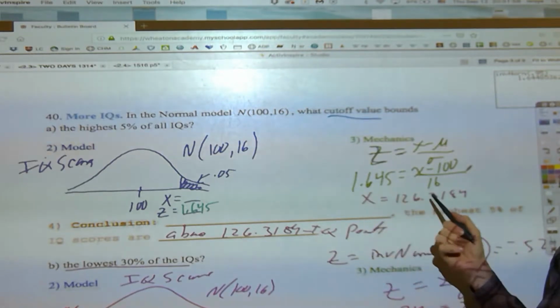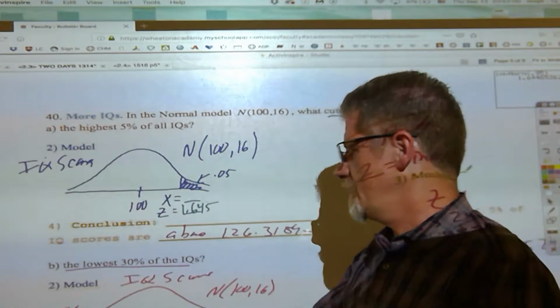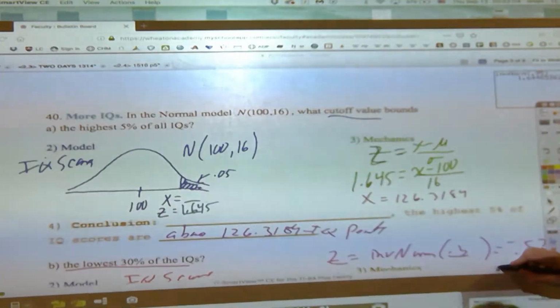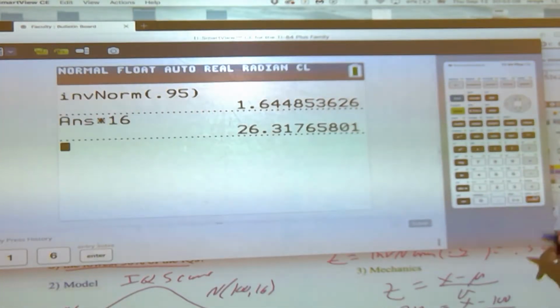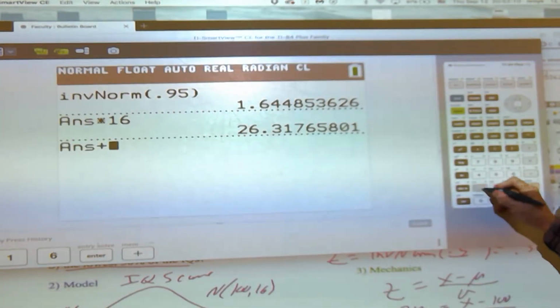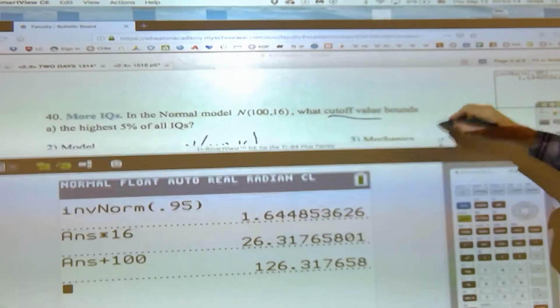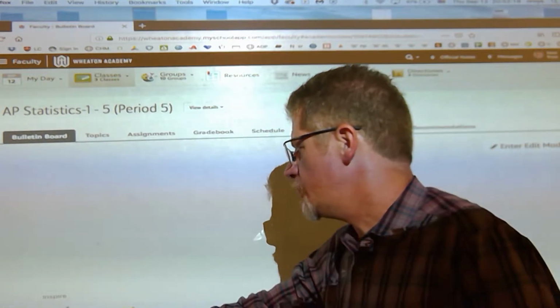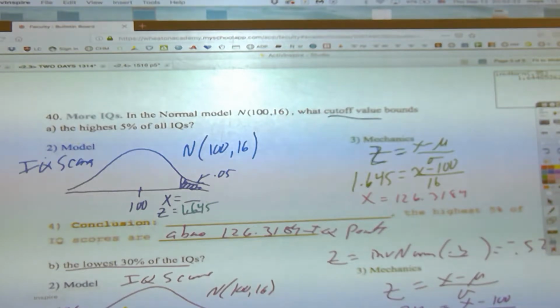M16, multiply both sides by 16, A100. I would just do it on the calculator. In fact, we can continue from what we did before. Multiply both sides by 16, just press times 16, add 100. We just found the cutoff value. You need to have an IQ of about 126 to be in the top 5%. So 126 does it. X equals 126.